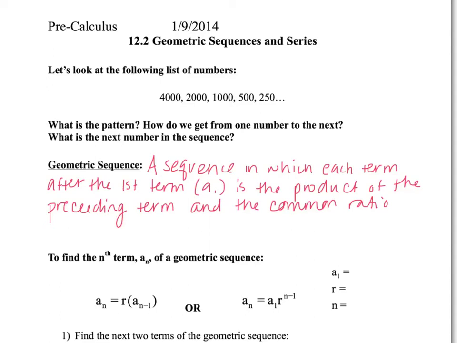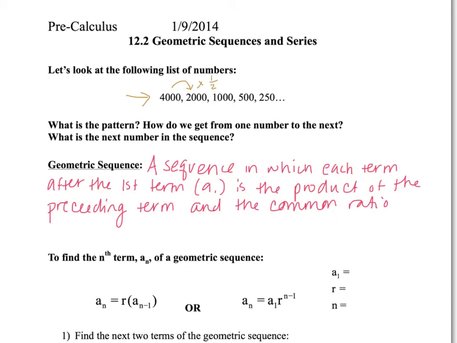Section 12.2 is on geometric sequences and series. Like we talked about, arithmetic sequences and series use addition and subtraction, while geometric sequences and series use multiplication and division. So when we look at the list of these numbers here, we want to think, using multiplication or division, how am I getting from one number to the next? Well, 2,000 is half of 4,000, 1,000 is half of 2,000, 500 is half of 1,000, and so on. So every time I'm getting from one number to the next, I'm dividing by 2 or multiplying by a half.